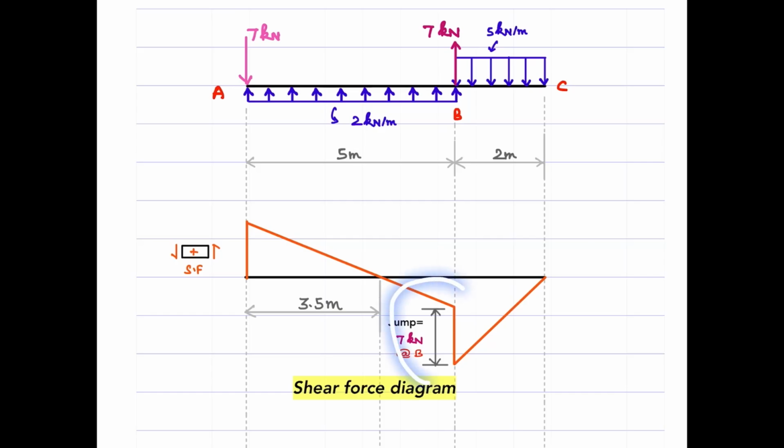However, we see that there is a jump here in the value of shear force. Why does that happen? It is relatable to the shear force applied here. Okay, so the message is whenever there is a constant force acting here, you see that there is a jump in the shear force diagram at the same location, right? So the jump value is equal to the load applied here, okay?